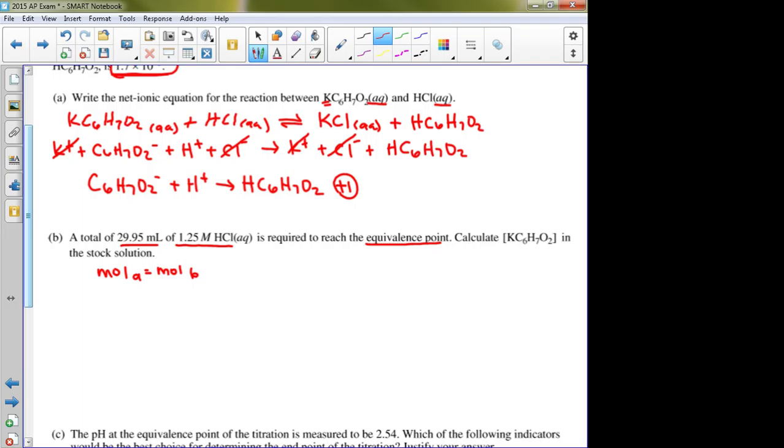There you go. They gave me liters. They gave me molarity. And I know that molarity is equal to moles over liters, so therefore moles has to be equal to what? Molarity times liters. Yes, we've used this a ton of times. Okay? So, how many moles of the acid do I have?